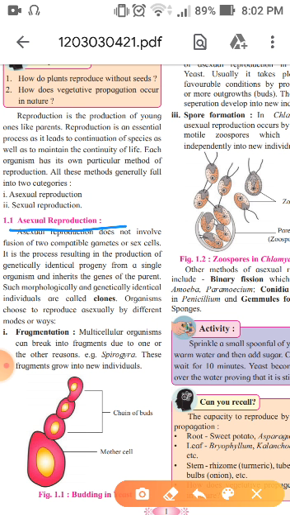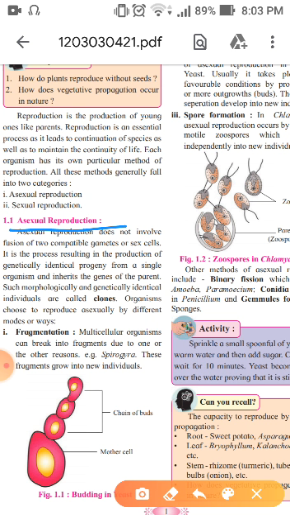It is the process resulting in the production of genetically and morphologically identical progeny from a single organism, not from two parents but from a single organism, so it is uniparental. The progeny will be genetically identical, meaning identical DNA will be produced in the progeny, and morphologically similar to their parents. Morphologically means the shape and structure are similar to their parents. Such morphologically and genetically identical individuals are called clones. The meaning of clones in simple language is Xerox copies of their parents, so they look similar to their parents.